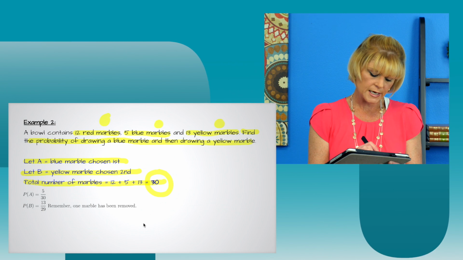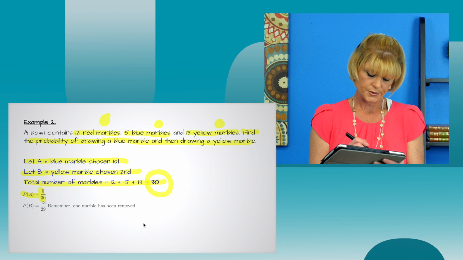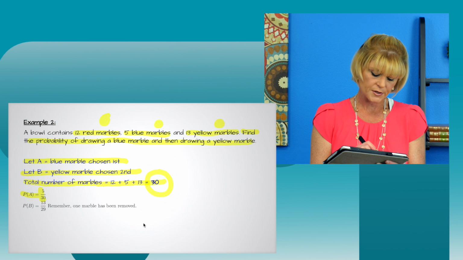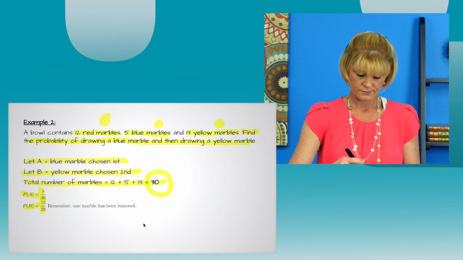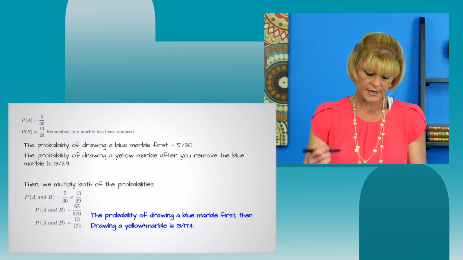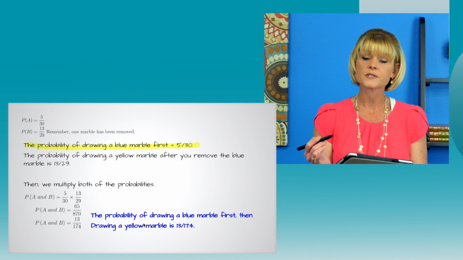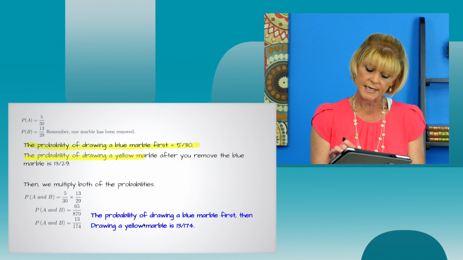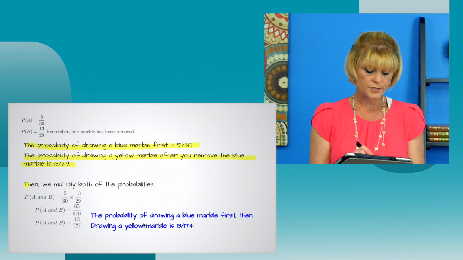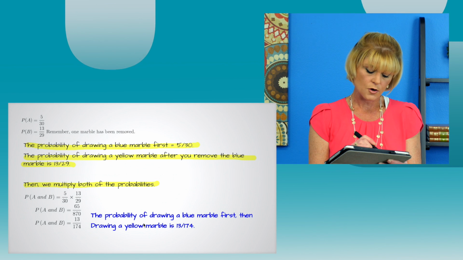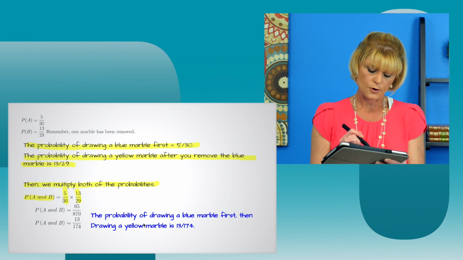So the probability of event A, a blue marble being chosen first, is 5 out of 30. And the probability of B would be 13 over 29, because remember, one marble has been removed. Continuing on, the probability of drawing a blue marble first is 5 out of 30. The probability of drawing a yellow marble after we remove the blue marble is 13 out of 29. Then all we have to do is multiply both probabilities. So the probability of A and B is 5 over 30 times 13 over 29.